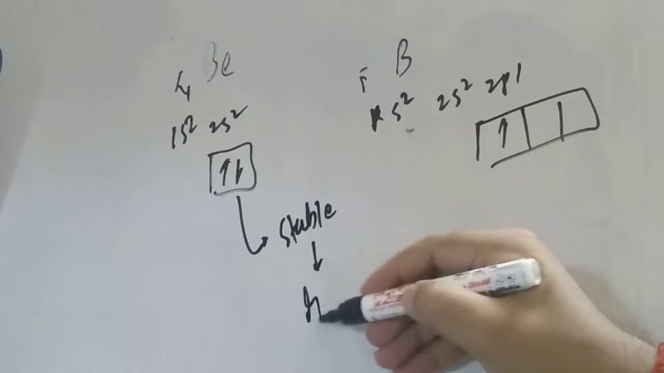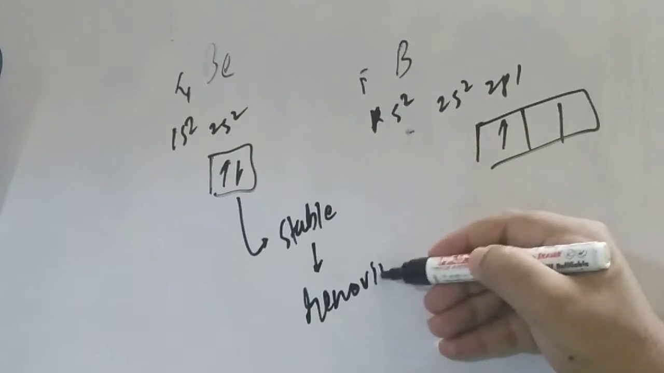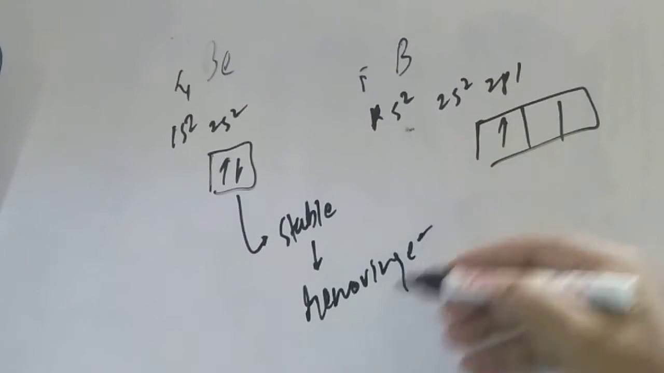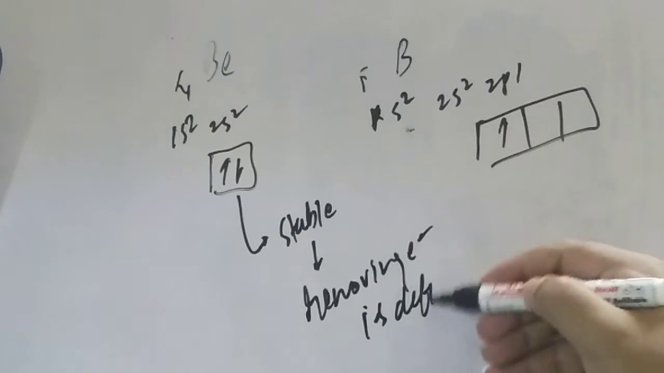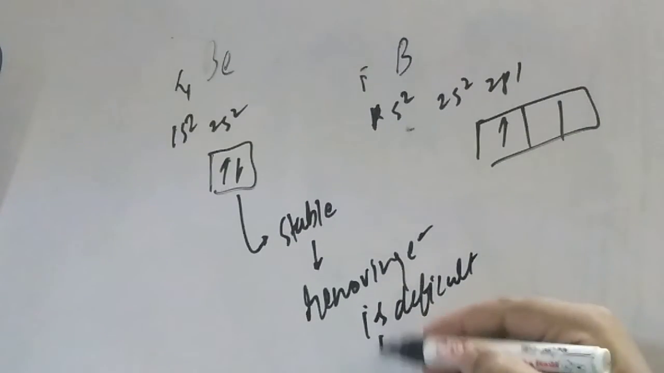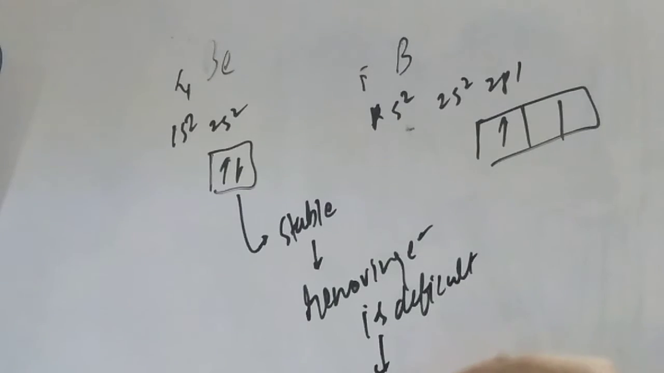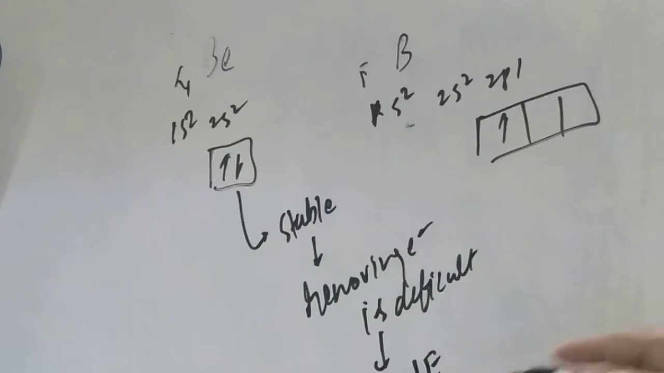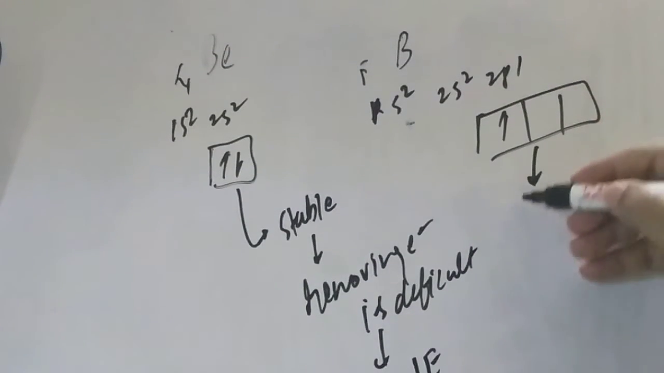Stable means removing an electron is difficult. If removing an electron is difficult, student, that is high ionization energy, more energy required. When you go to boron, this is unstable.